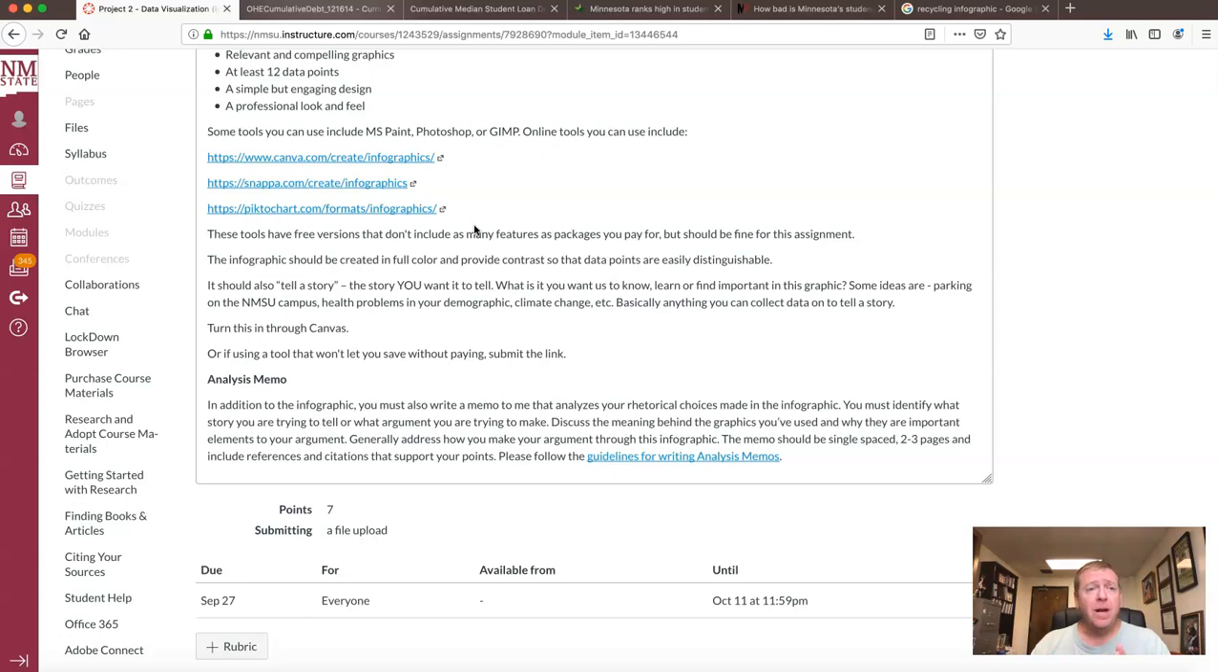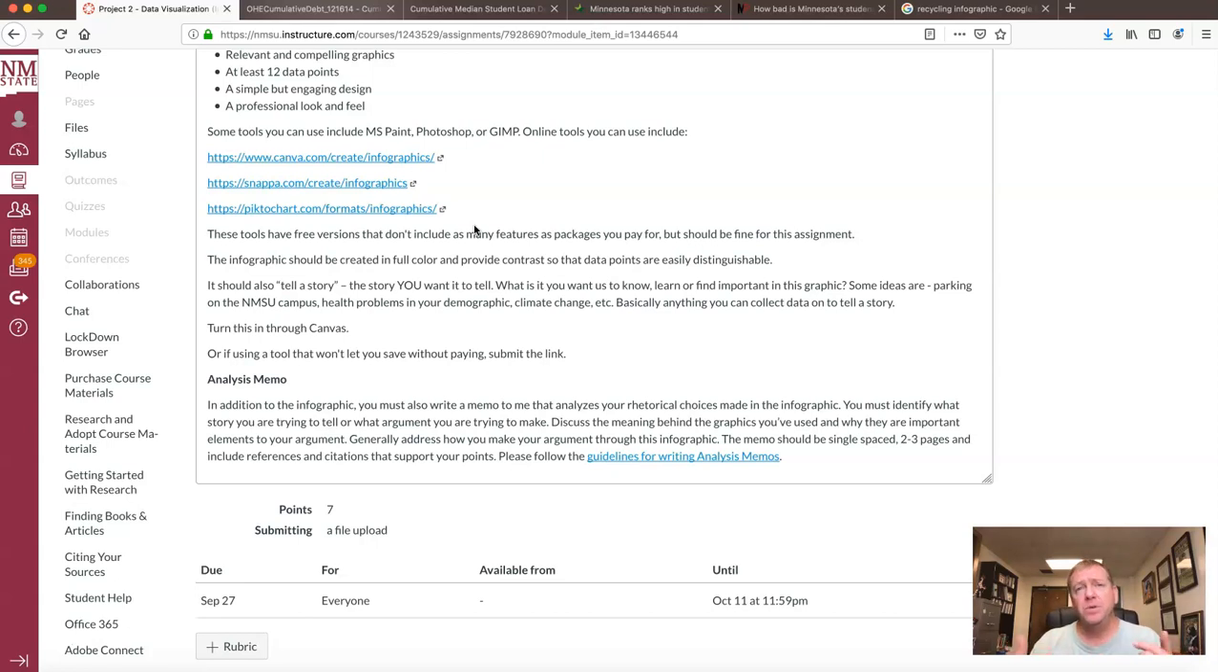Some ideas are perhaps parking on the NMSU campus, health problems in your demographic or here in our town or even at NMSU. You could talk about climate change, basically anything that you can collect data on to tell a story. I had students in the past do this on smoking on campus, and others do it on drinking on campus, and so forth. You're going to turn this in through Canvas. Now, if it won't let you download and save maybe as a PDF the infographic that you make, you can go ahead and submit the link.